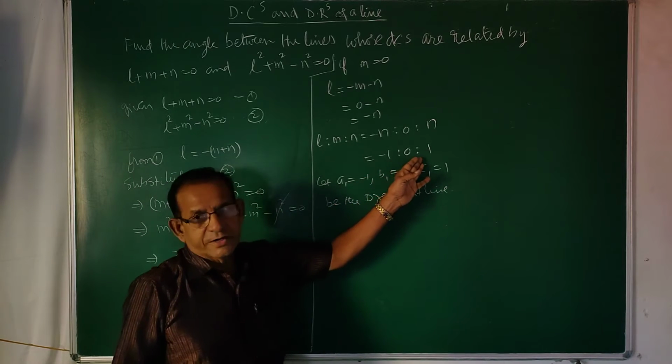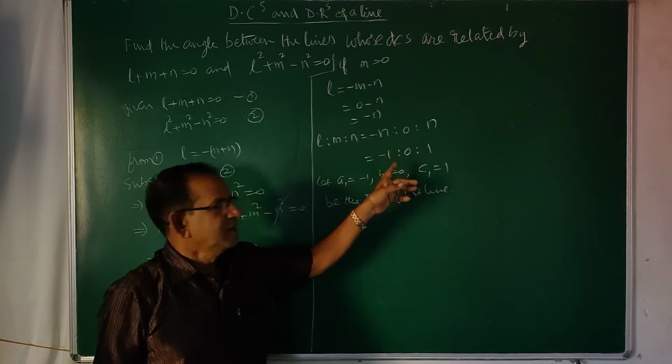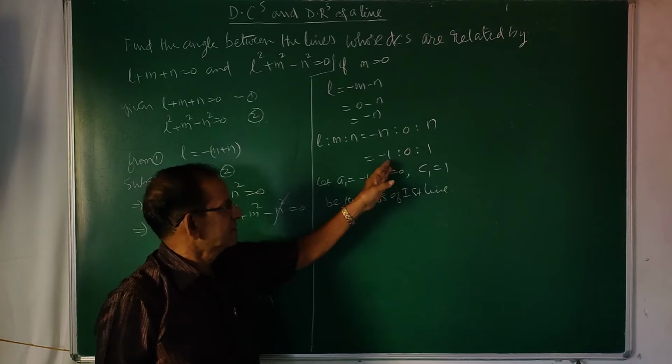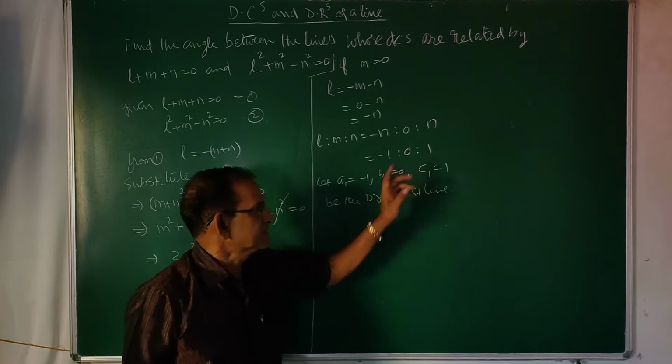Now these are not DCs, they are proportional to DCs, because this is ratio only. They are not directly DCs. So you can take them as DRs. So let us take them as A1, B1 and C1.